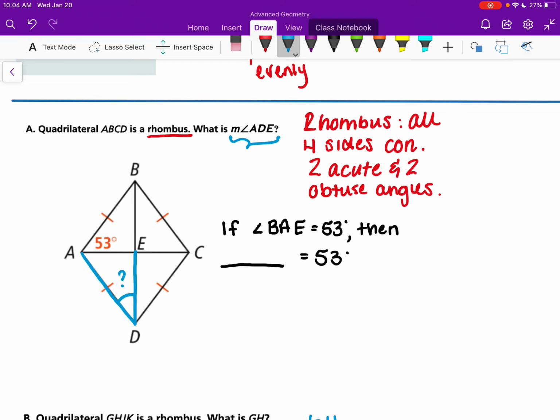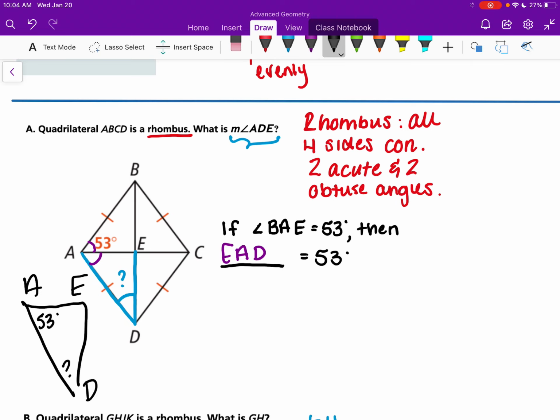Because as we just learned, the perpendicular bisectors bisect these angles evenly. So if BAE is 53 degrees, then EAD also must be 53 degrees. Now we can view AED as its own little triangle, where this is 53 degrees, this is unknown, but we also know that the diagonals of a rhombus are perpendicular bisectors, so this angle E here has to be 90 degrees.